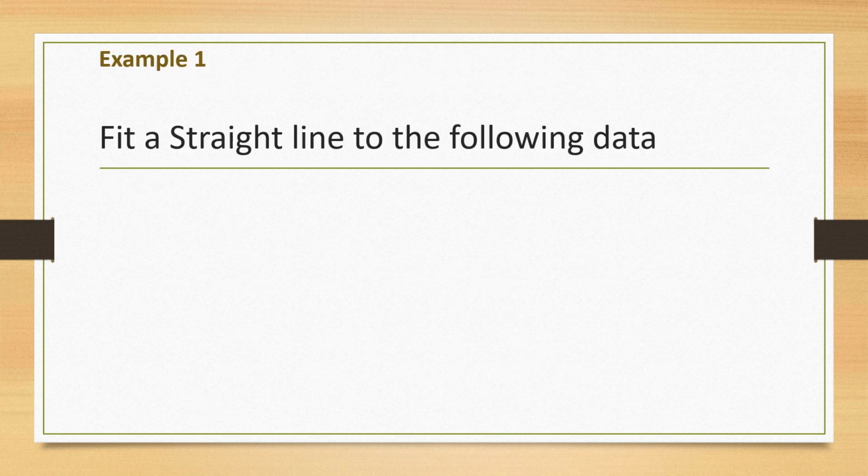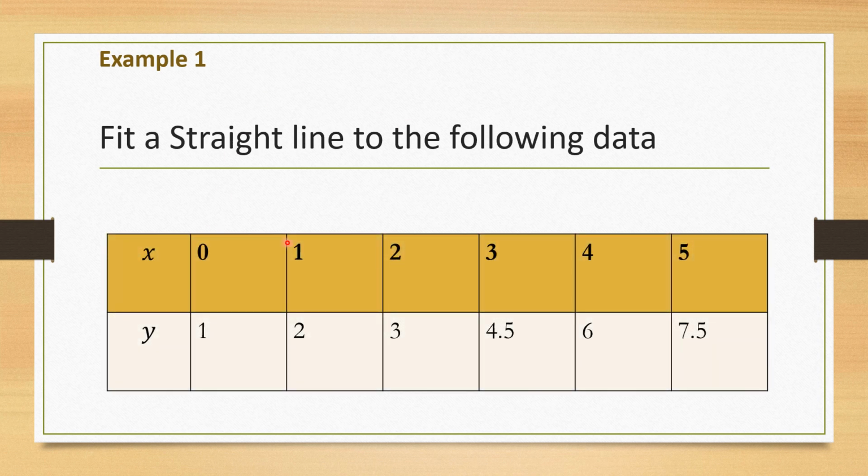So for example, fit a straight line to the following data. If we are having some values of x and some values of y, we can always plot these values of x and y on a graph and try to find a straight line which passes through almost all the points. Here we are going to find the equation of the straight line by using the normal equation.